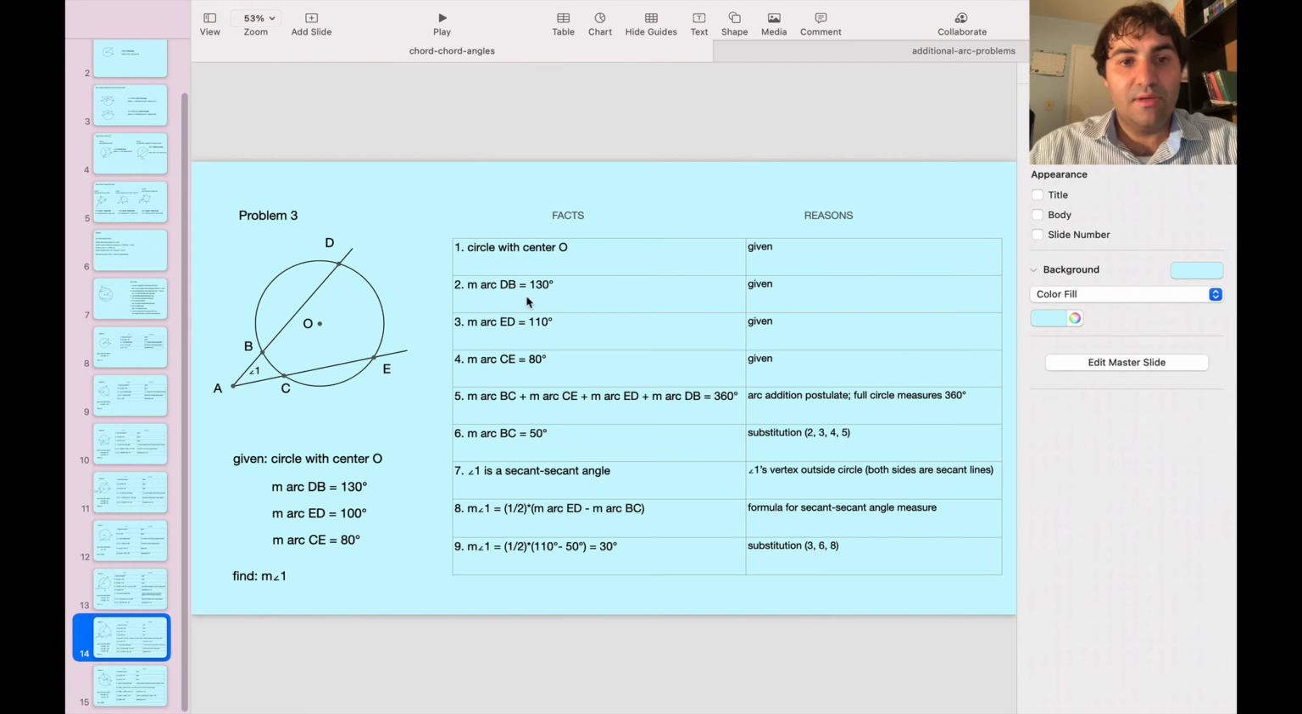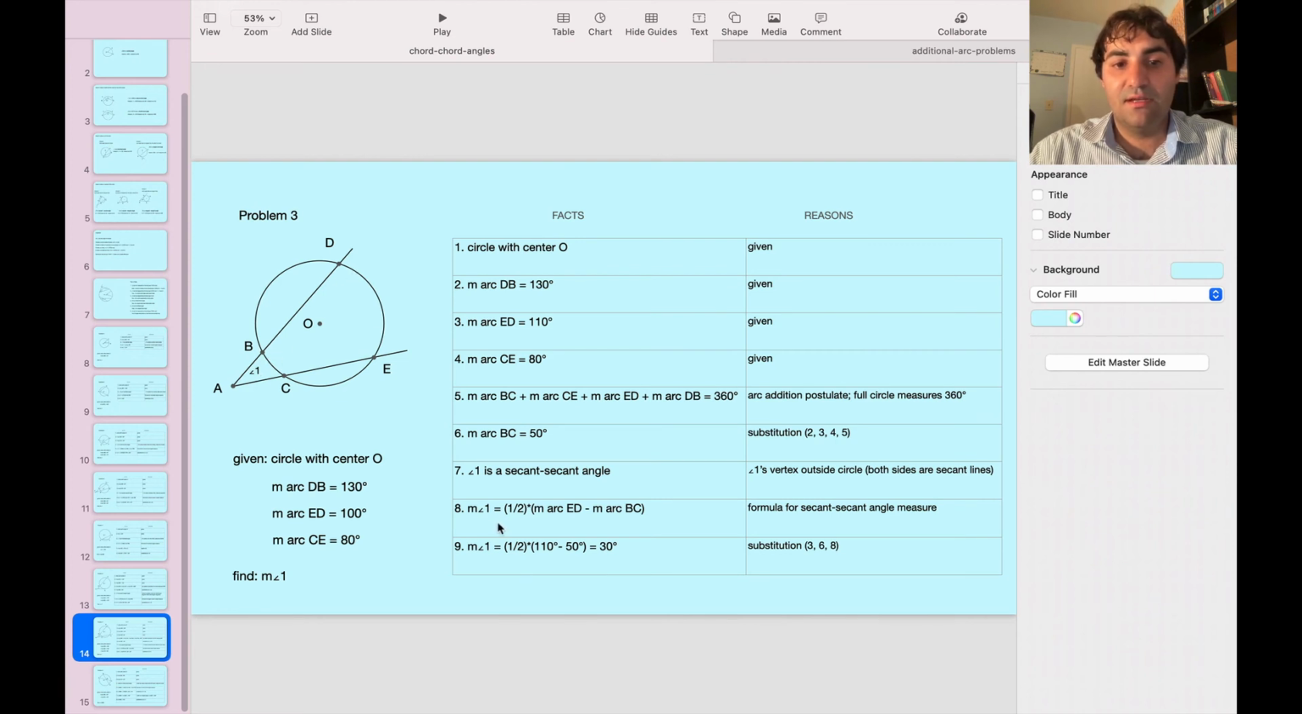If we substitute what we have in statement 2, statement 3, statement 4 into statement 5, we get the measure of arc BC is equal to 50 degrees. Now, angle 1 is a secant angle, right? Because angle 1's vertex is outside the circle, and both sides are secant lines, right? A secant line intersects the circle in 2 places.